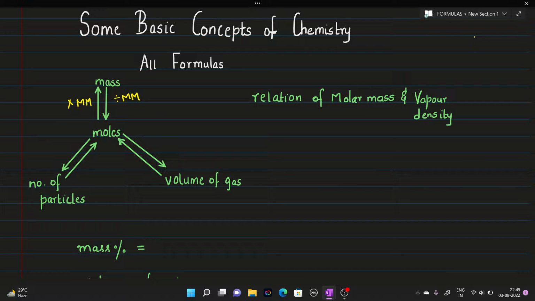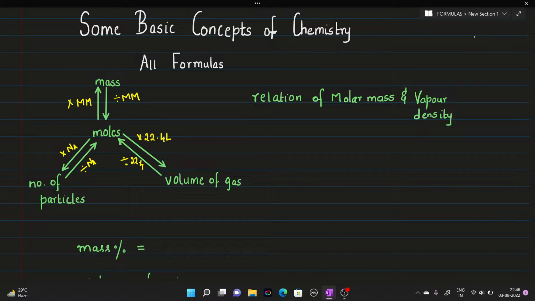Similarly, when moles is converted to number of particles, we multiply it with Na, that is the Avogadro number. But when number of particles is converted to moles, we divide with Na. Now when moles is converted to volume of gas, we need to multiply it with 22.4 liter. When the opposite is occurring, we divide it by 22.4 liter.